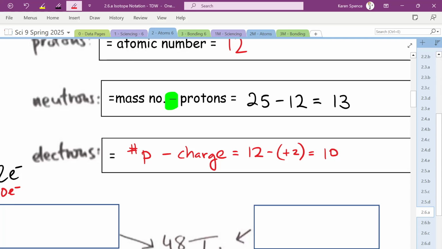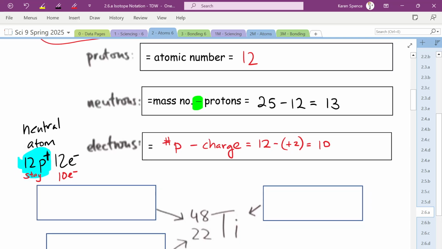You don't have to use that formula. If you find that formula helpful, you can use it: protons minus charge is electrons. But if you're just like, I know I have 12 protons, and I know my charge is +2, that means I need 2 more protons than electrons. That means my electrons have to be only 10. So you don't have to use that formula. You can just logic it through in your brain.